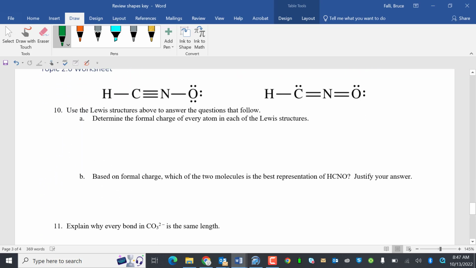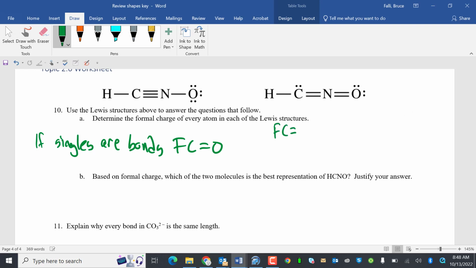Man, there's more. Use the Lewis dot structures above to answer the questions that follow. Determine the formal charge of every atom in the Lewis structure. Okay, so my super quick cheat for Lewis dot structures, and I'll do some other ones, is if singles are bonds, formal charge equals 0. The real formula works though. Formal charge equals valence electrons minus bonds, minus dots.